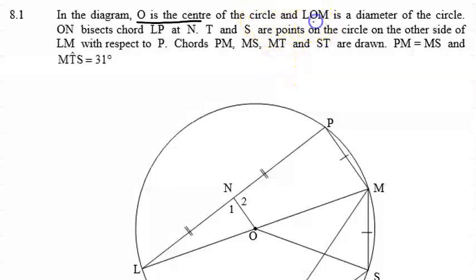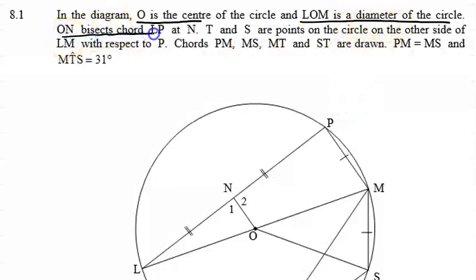Then when we talk about LOM is the diameter of the circle, you must remember that you have angle in semicircle. Okay, so any line that subtends an angle at the circumference equals 90 degrees. So if a diameter subtends an angle at the circumference, it equals 90 degrees. Also, a diameter gives rise to radii.